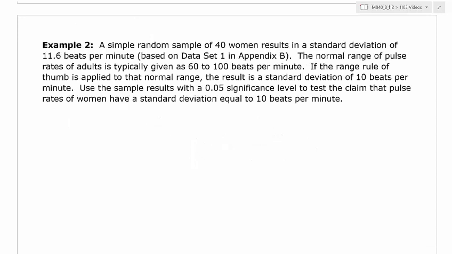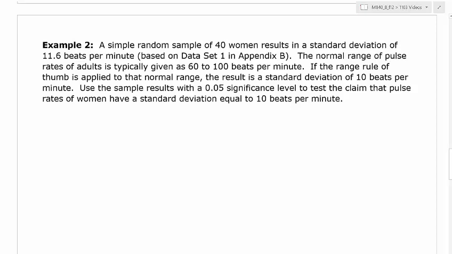Example 2. A simple random sample of 40 women results in a standard deviation of 11.6 beats per minute based on data set 1 in Appendix B. The normal range of pulse rates of adults is typically given as 60 to 100 beats per minute. If the range rule of thumb is applied to the normal range, the result is a standard deviation of 10 beats per minute. Use the sample results with the 0.05 significance level to test the claim that the pulse rates of women have a standard deviation equal to 10 beats per minute.